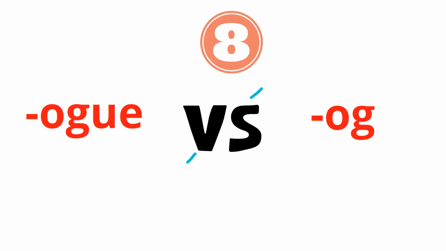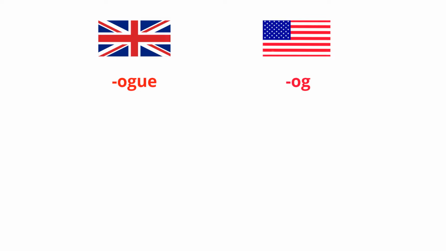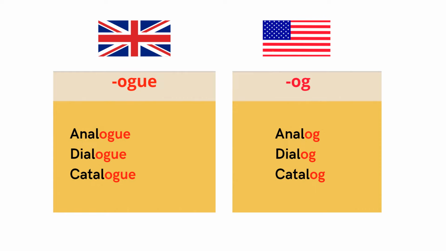Spelling difference number 8. OGUE versus OG. Words ending with OGUE in British English end with OG in American English. To illustrate, analog, dialogue, catalog.